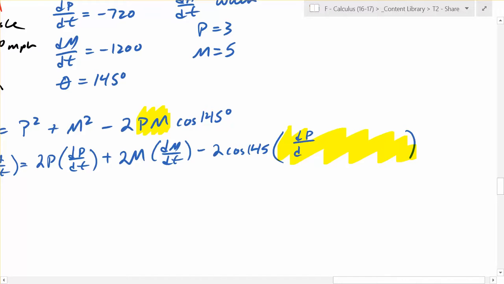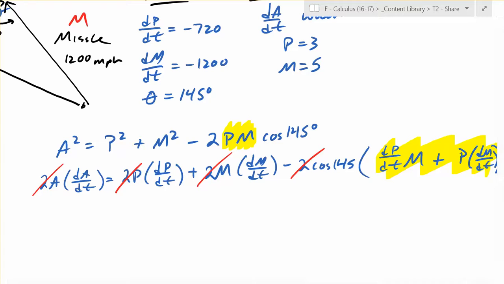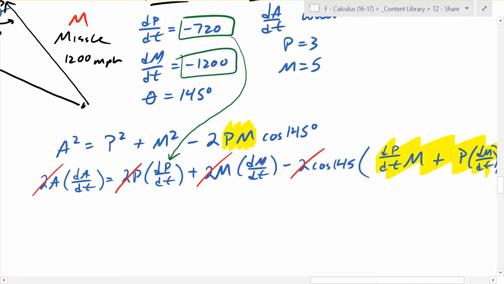So it's dP/dt times M plus, I like keeping the order the same, so I would say P times dM/dt. I just like keeping it in the same order. Is everybody okay with this right here? What can we cancel out of all of them? What's in all the terms? 2. So we could just cross the 2's out, right? Do we know some of these already? Negative 720, where's that going to go? That's dP/dt. So where's that? Right there, right? What about dM/dt? Is that there? Yep.